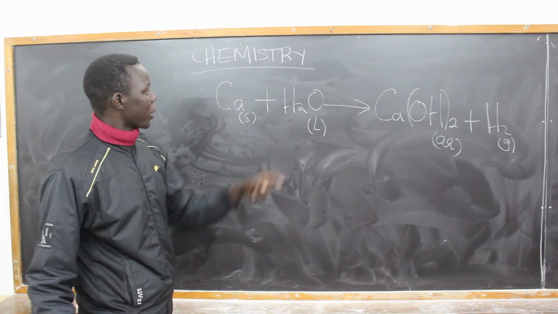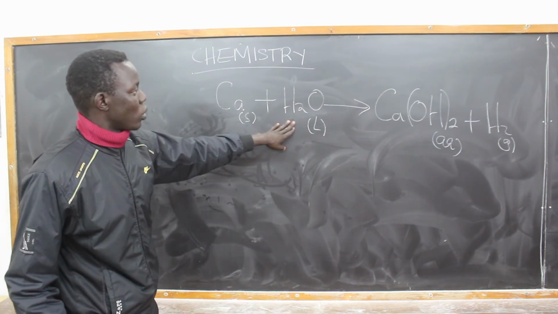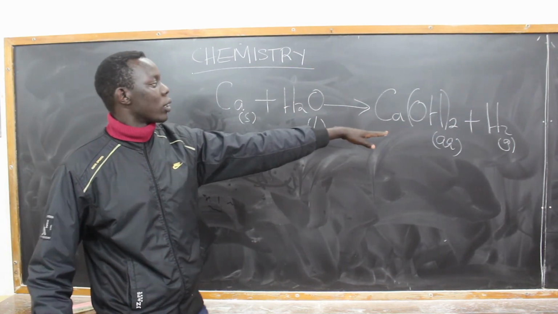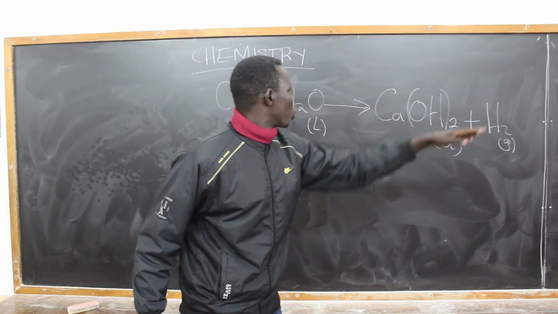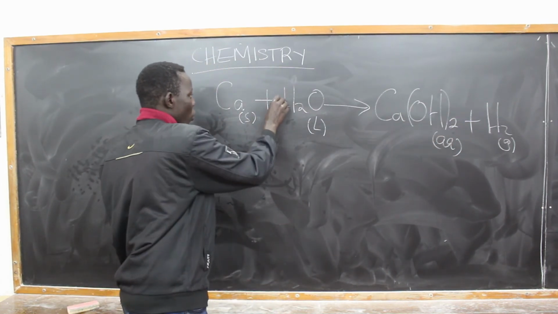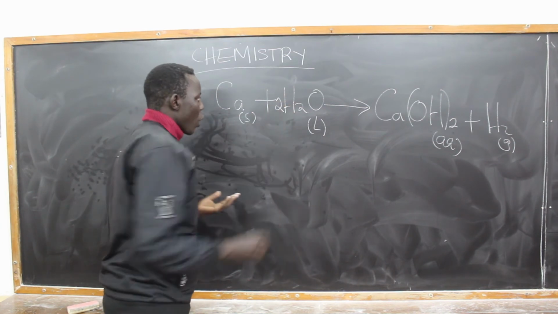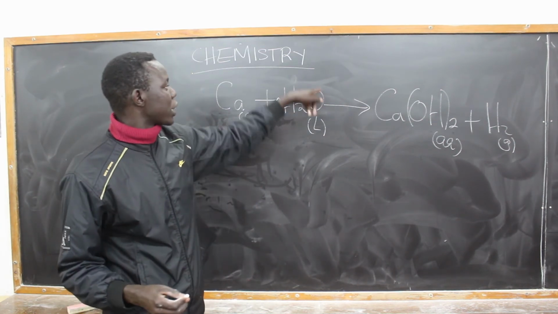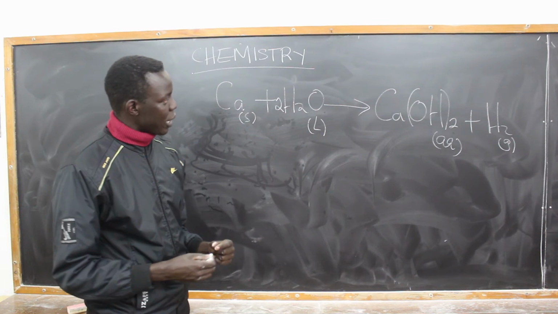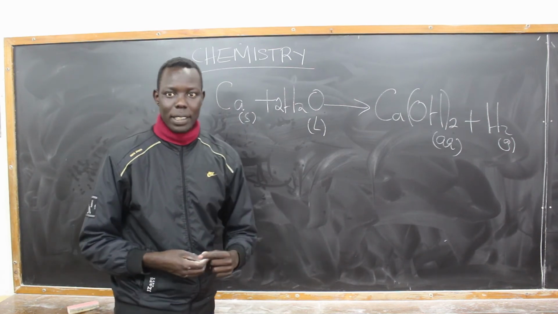Calcium 1, calcium 1. Hydrogen 2, hydrogen 4. 2 here and 2, 4. If I put here 4, I mean if I put here 2, now we have balanced the hydrogen. We have added oxygen to be 2. Check there whether oxygen 2 is 2. The equation is balanced.